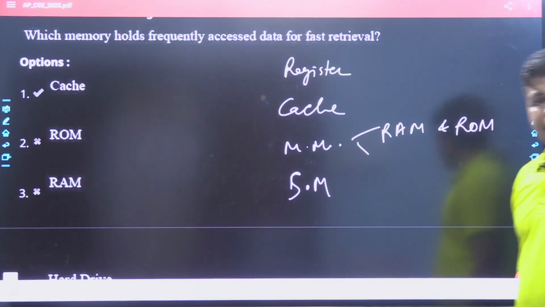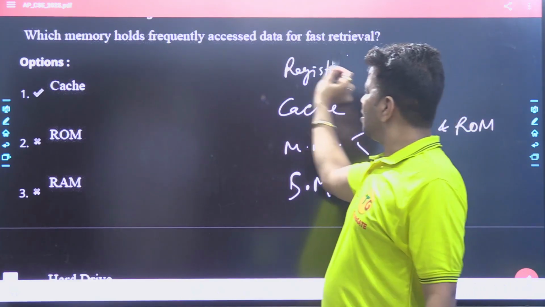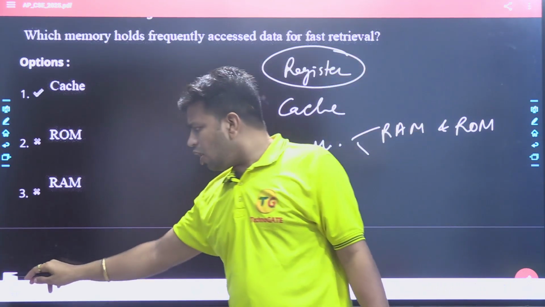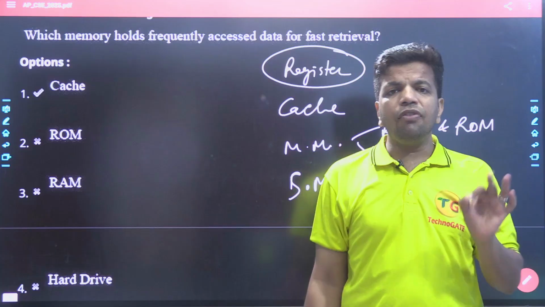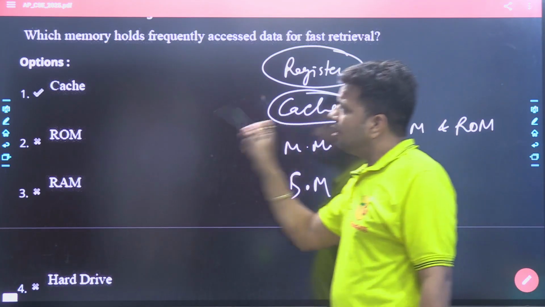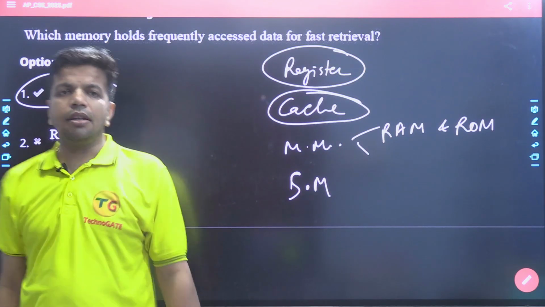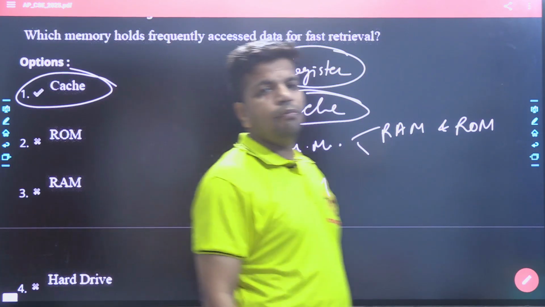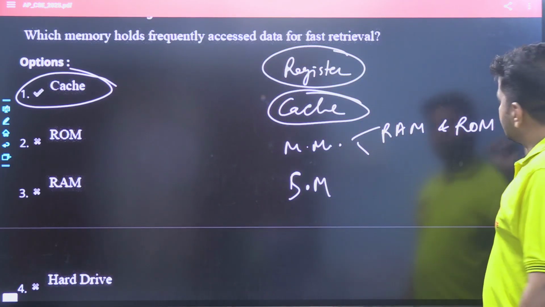The fastest device is register, but in the options register is not given. So what is the second fastest device? That is the cache. So you can go with the first answer. Cache is the fastest memory. Got it? Let's see.